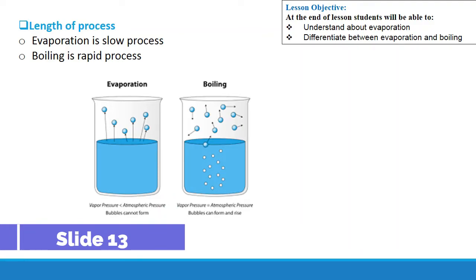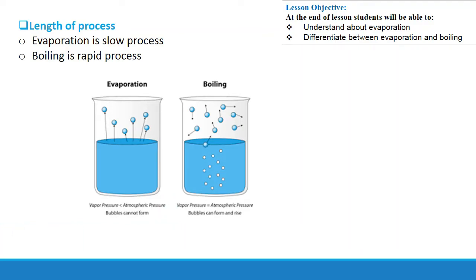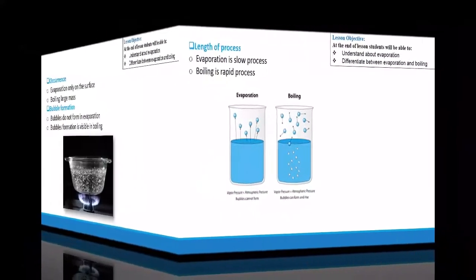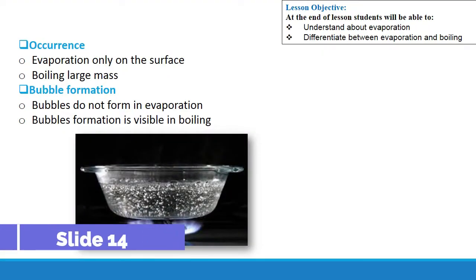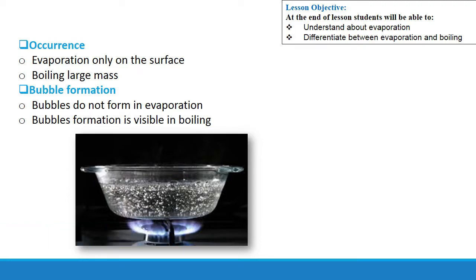As I added the picture, now we're discussing slide number 13. Evaporation is a slow process, as we discussed earlier, while boiling is a rapid process. So this is one of the differences. And slide number 14, occurrence. Evaporation occurs only on the surface, while boiling occurs on the large mass.